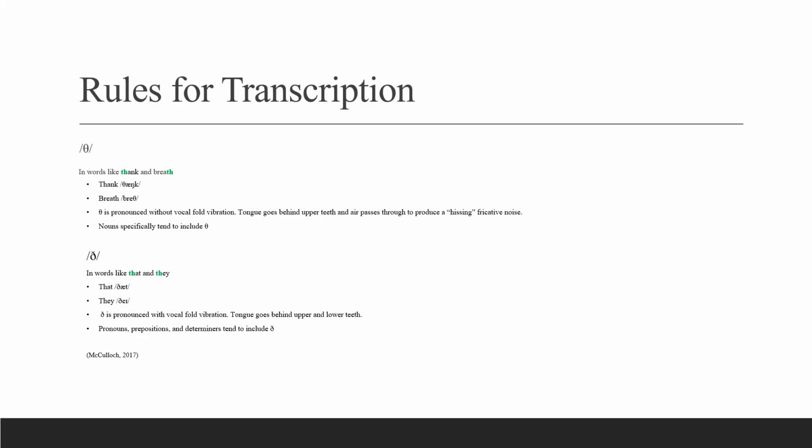So for the second, v, in words like that and they, v is pronounced with vocal fold vibration, and the tongue goes behind the upper and lower teeth. And pronouns, prepositions, and determiners tend to include v.